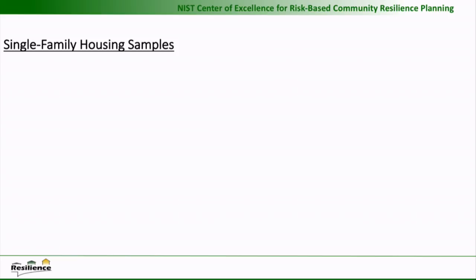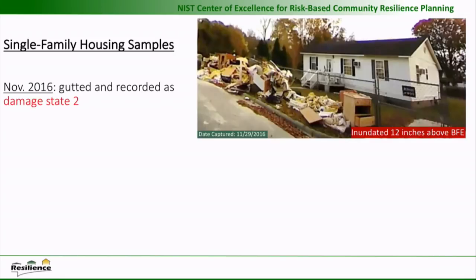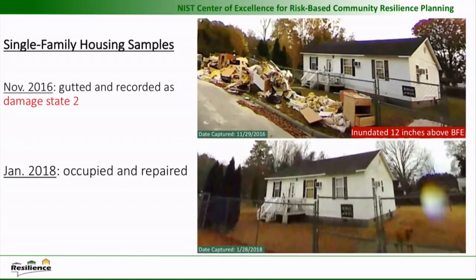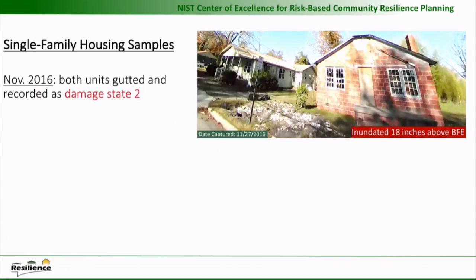So first, let's take a look at single-family housing samples. This sample here we recorded as having been gutted in 2016 when we visited it, and you can see the piles of trash in front of this structure, and we recorded this as a damaged state too. So this damaged state is on a category, it ranges from 0 to 4, where 0 would be no damage and 4 would be complete damage. When we returned in 2018, we were actually able to talk to the residents and confirm that this housing unit was occupied and had been fully repaired. So that was wonderful.